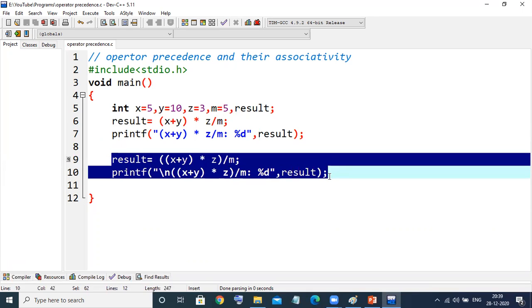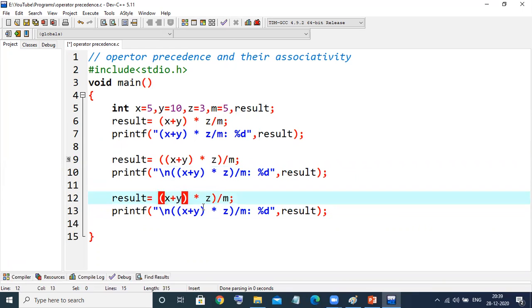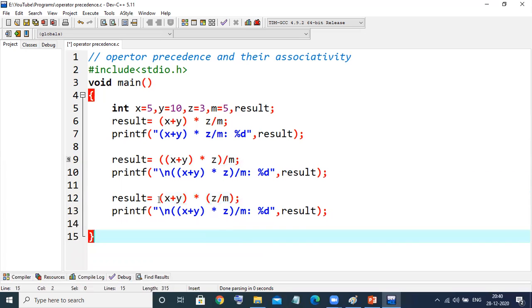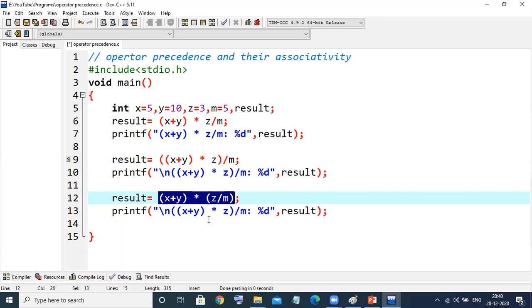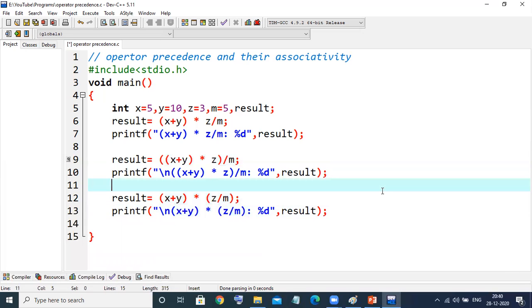Let us do some more changes to better understand associativity and operator precedence. Now what I will do is make these brackets individual, like this one, and then put one bracket here, into z by m. Now tell me what the result would be. Take some time and do it on your paper. You need to work everything out on paper, and only then you come to the result.